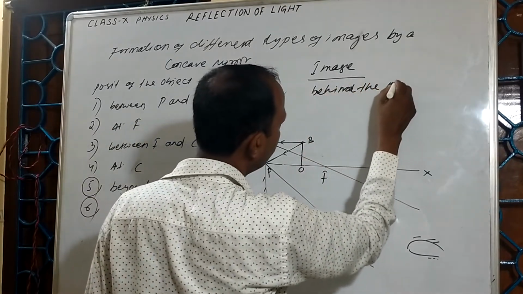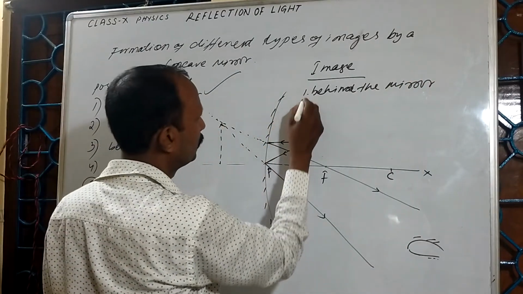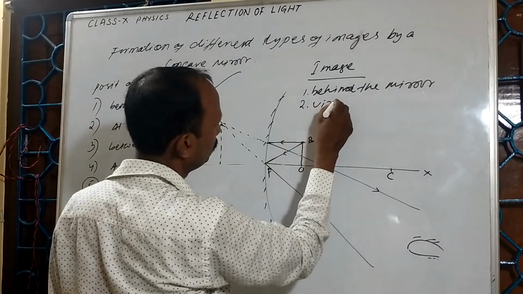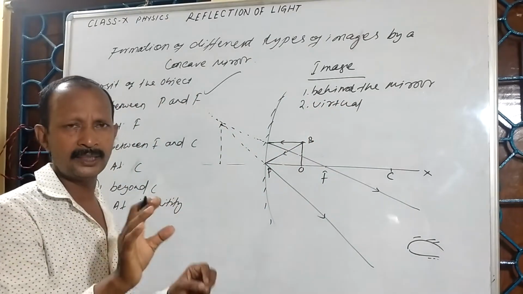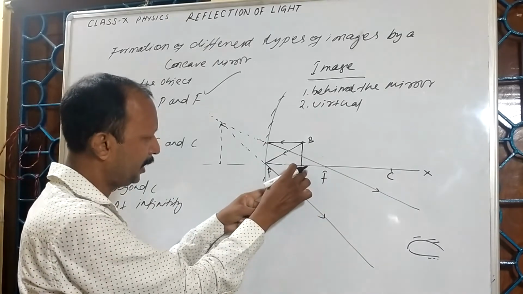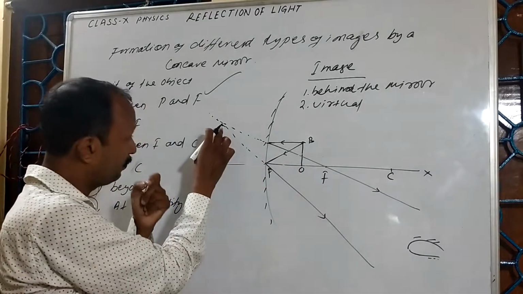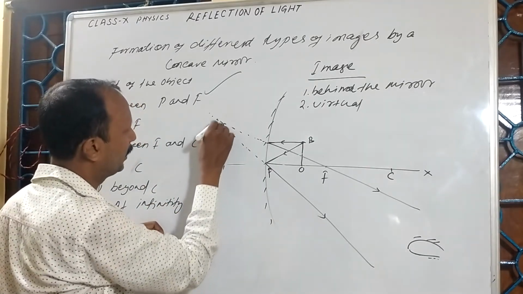Behind the mirror. Second one is virtual. It is not the real image. Light rays not really meeting. It seems that these reflected light rays are diverging from this point. Suppose this is the O dash, this is the B dash.